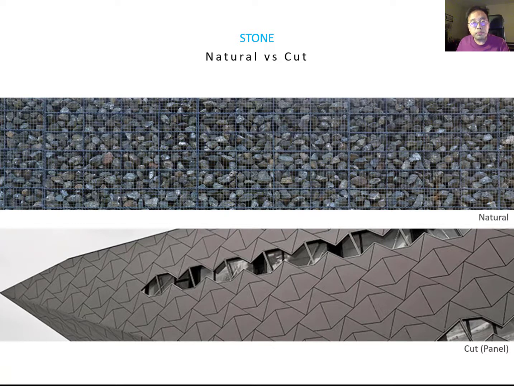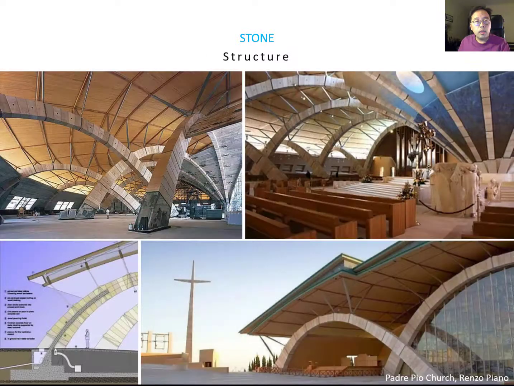manufacturing process. These two images are possibly contemporary architecture stone material. For your elevation design, you can choose the natural, which is a random stacking assemblage, or the paneling assemblage. So we're going to see these different assemblages later in this lecture. Also, stone works as a structural member because of its strength.